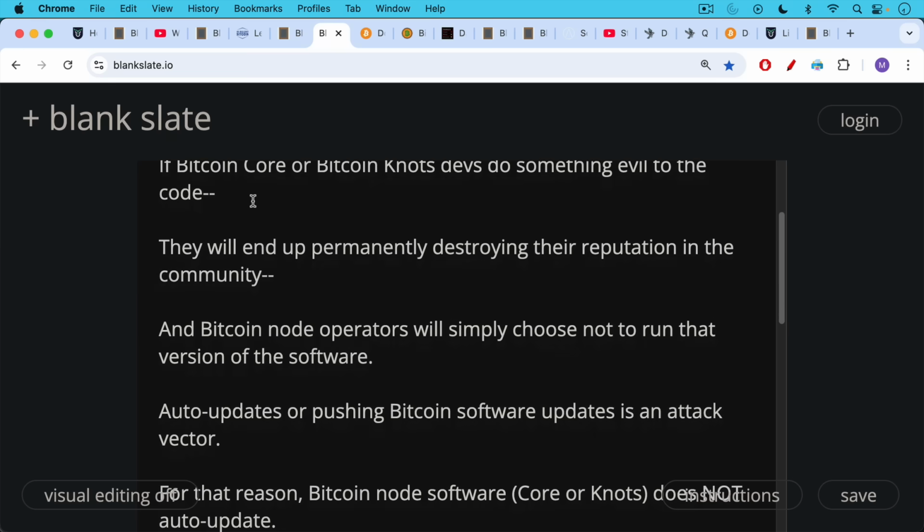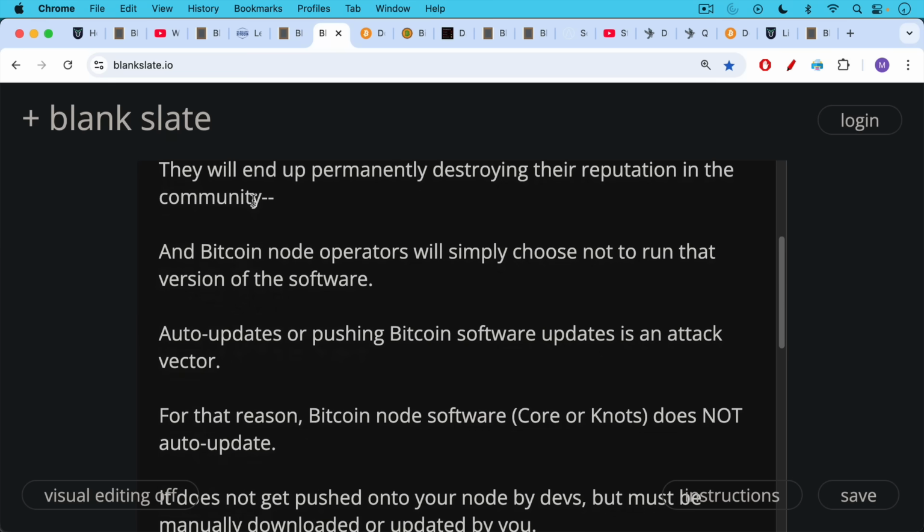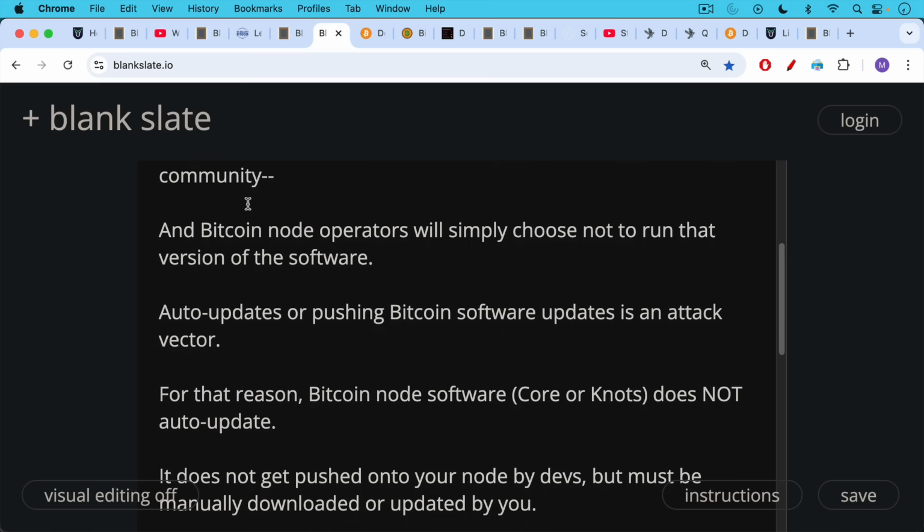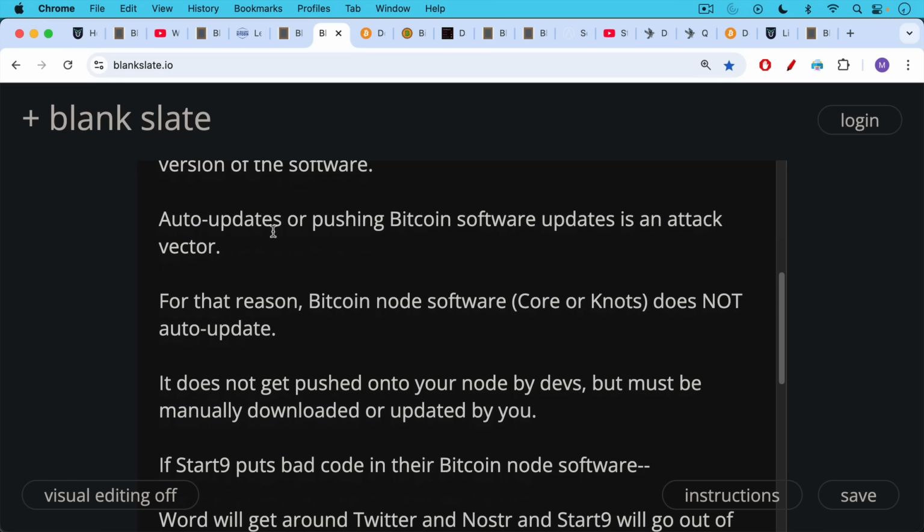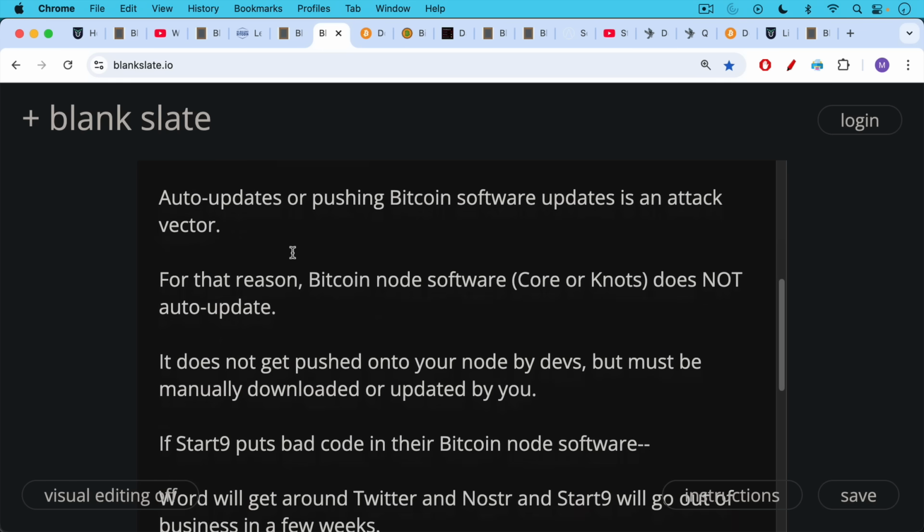Now, something important to note as well: auto updates, or pushing Bitcoin software updates, is an attack vector, obviously. If the Bitcoin devs could push something onto your machine, that would be a problem. But fortunately, they cannot. For that reason, Bitcoin node software, whether Core or Knots, does not auto update. It doesn't get pushed onto your node by devs, but must be manually downloaded or updated by you.